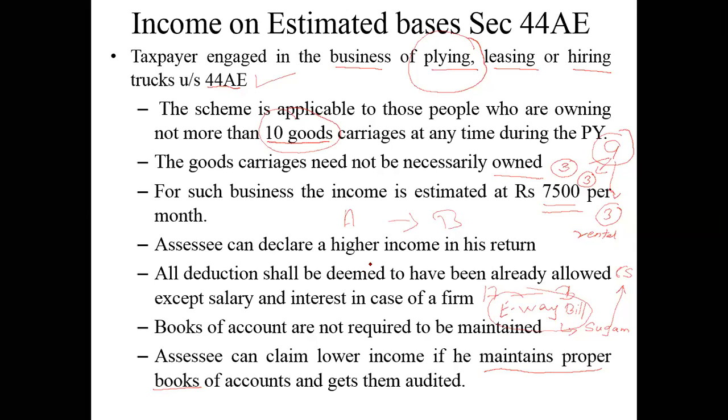But as of now, just understand this: if you are in a business of transport and you are owning not more than 10 trucks, you can make use of this section called section 44AE, wherein there is no need for you to maintain any books of accounts, and come what may, your monthly income is going to be fixed at 7,500 rupees per month. This is important for you to remember. Clear? Any doubts here? Any doubts, please? No, sir.